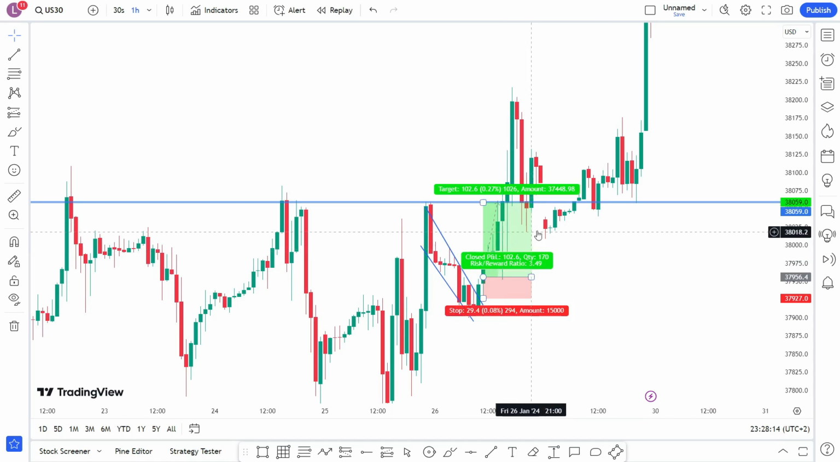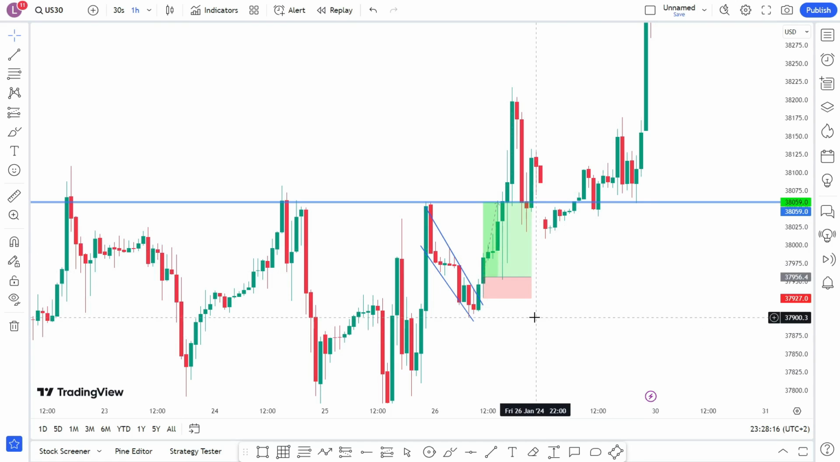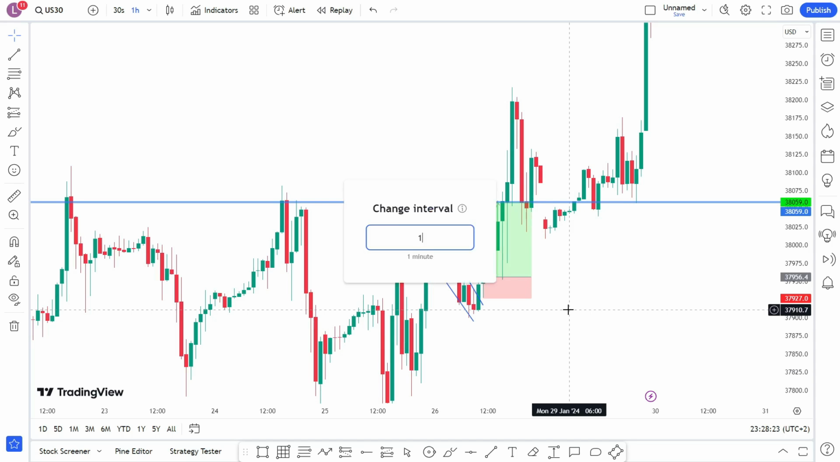So let's get into the actual breakdown of the trade and how I saw the market pushing up and how I got to catch the trade.